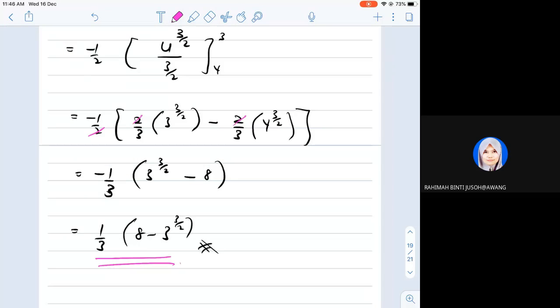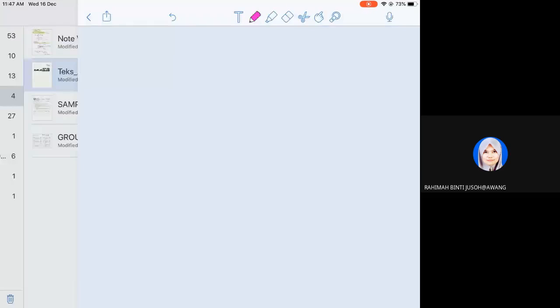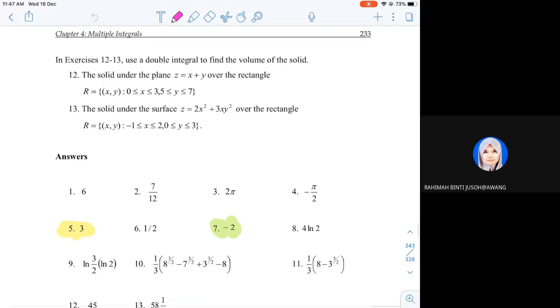Understand, guys? Understand or not? Yes. Saya cakap sorang je kalau buat kelas ni.